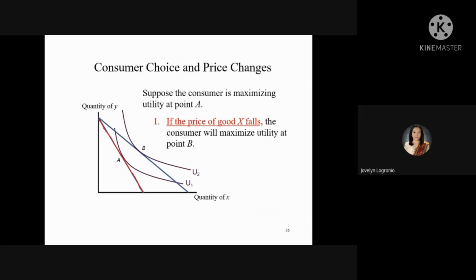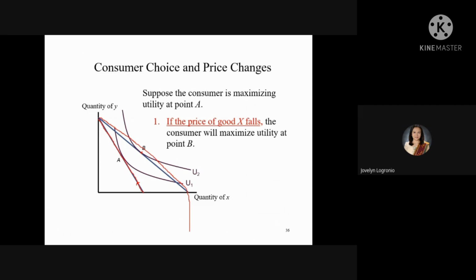So the decline in the price of good X is represented by the rotation of the budget line to the right, di ba? Ito yung initial budget line. Then, as the price of X decreases, the budget line now rotates to the right. So, rotation of the budget line. And hypothetically, the new optimum point is at point B. So, from point A, the new maximum point is at point B.